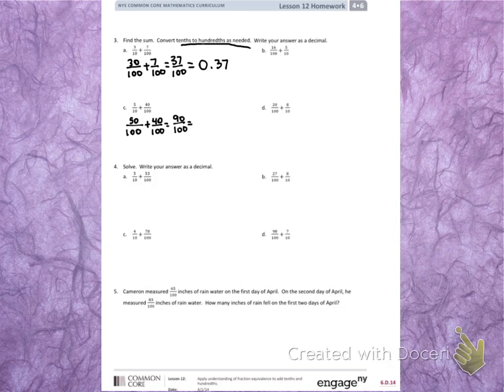And we need to leave our answer as a decimal, write our answer as a decimal, which would look like 90 hundredths. Also, that's the same as 9 tenths. So either way you can write that.